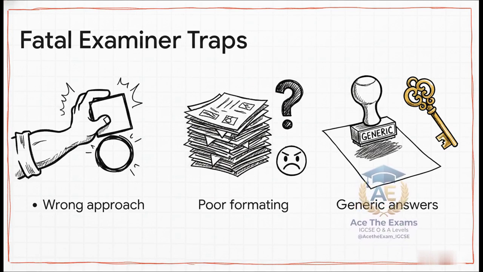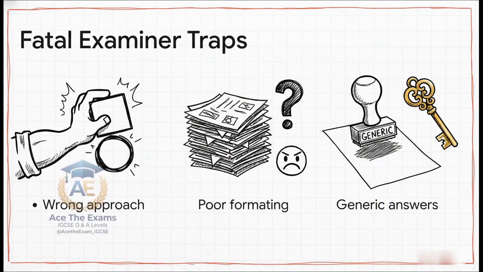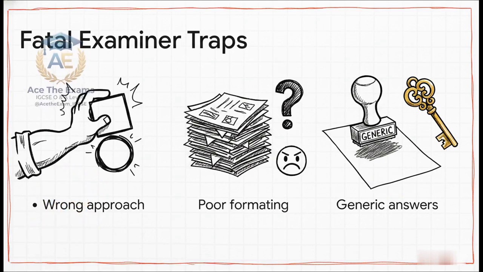Bug number 2, candidates simply ignoring formatting and presentation conventions. We just talked about how deadly that is. And bug number 3, answers that are generic and lack specific context. If your answer could apply to literally any business on Earth, it's not specific enough to the prompt. Any single one of these fatal bugs will completely destroy your grade, no matter how good your underlying math is. You have to stay vigilant.